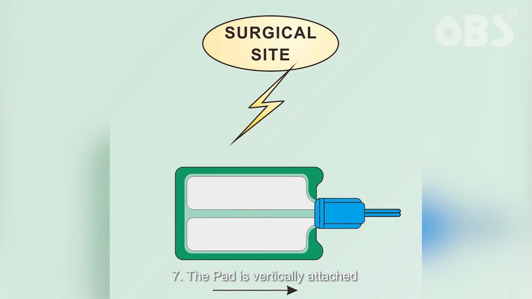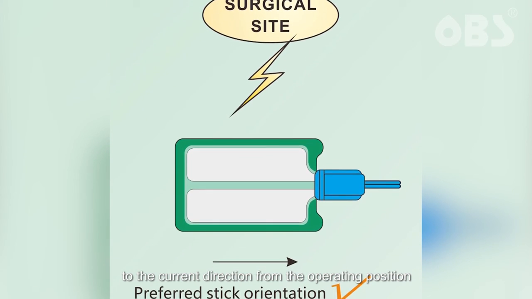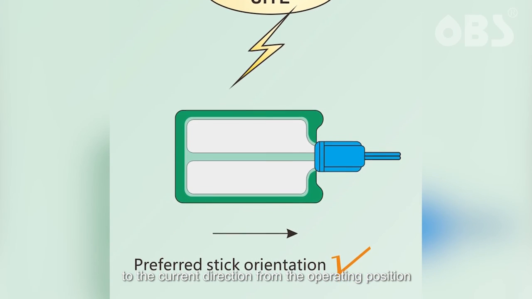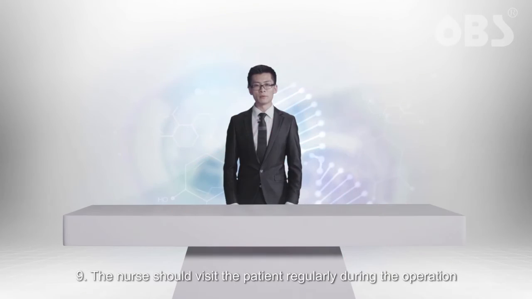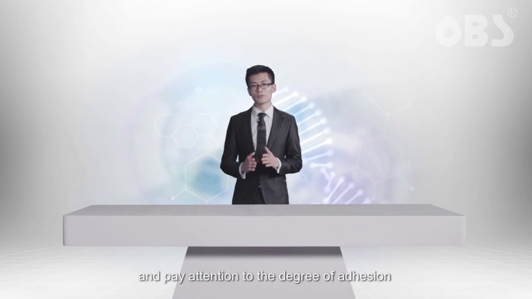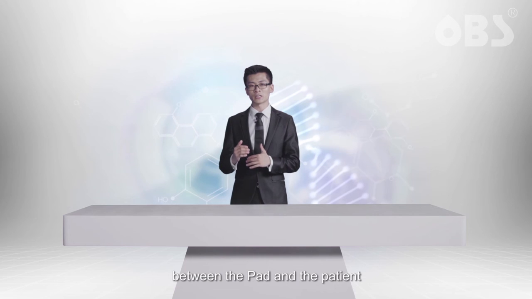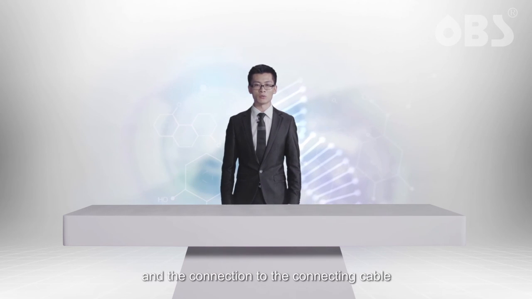7. The pad is attached vertically to the current direction from the operating position. 8. Avoid overlapping the pad. 9. The nurse should visit the patient regularly during the operation and pay attention to the degree of adhesion between the pad and the patient and the connection to the connecting cable.